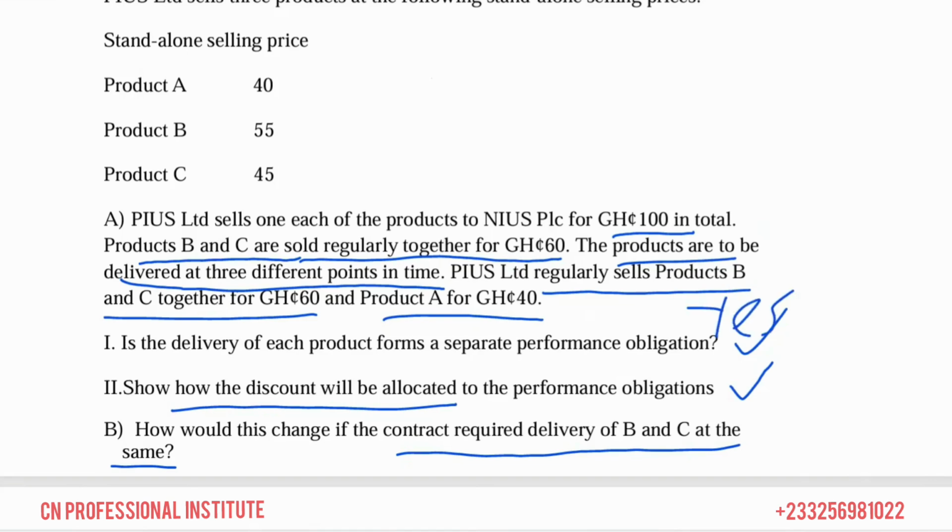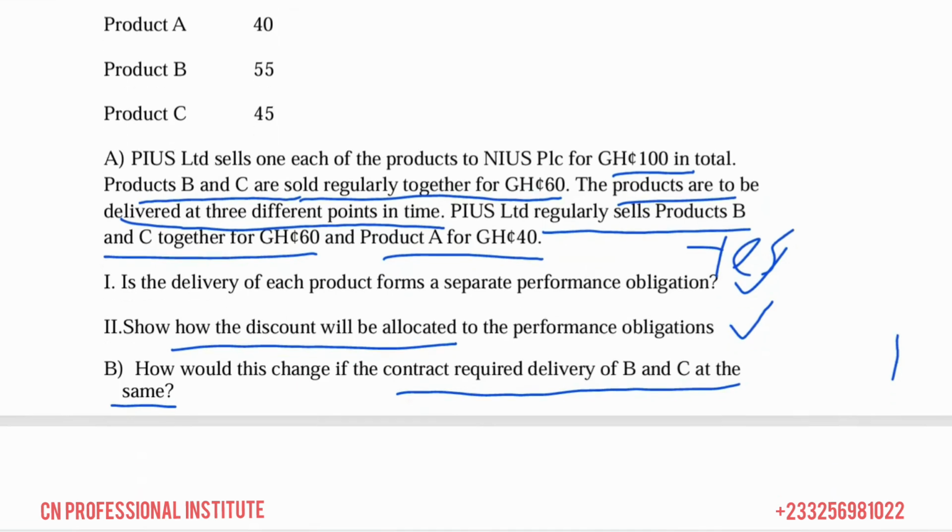Since the three are delivered at three different points in time, and we don't have much clue as to whether there's a separate contract covering them, we can assume there's a separate contract covering them, and then they form separate performance obligations. And the customer can benefit from each of them alone, be it A, B or C, either alone or together with other resources. Okay. Then B, we say we should show how the discount will be allocated.